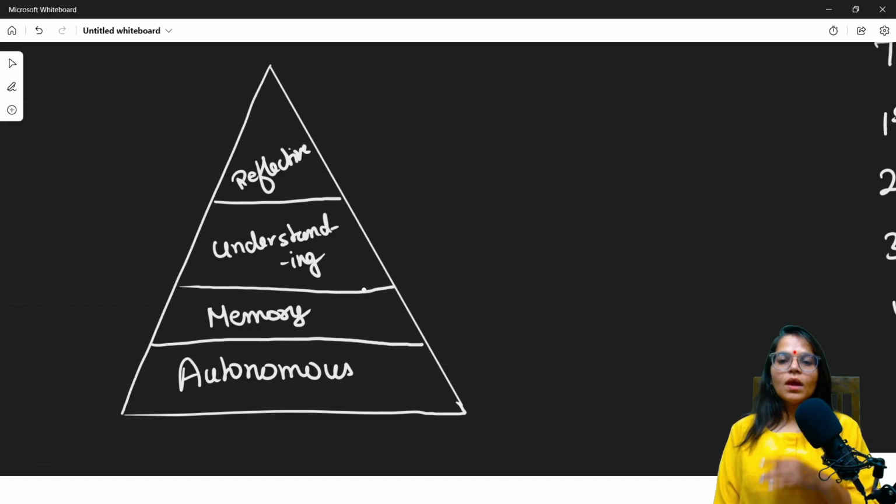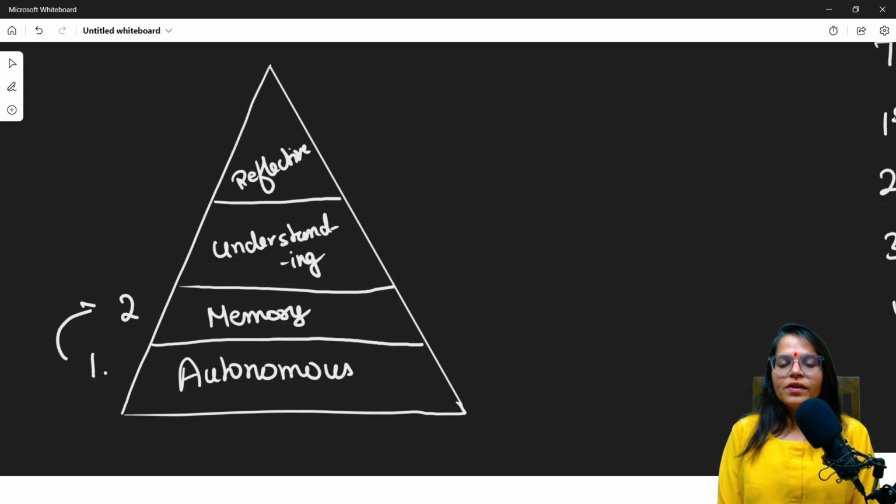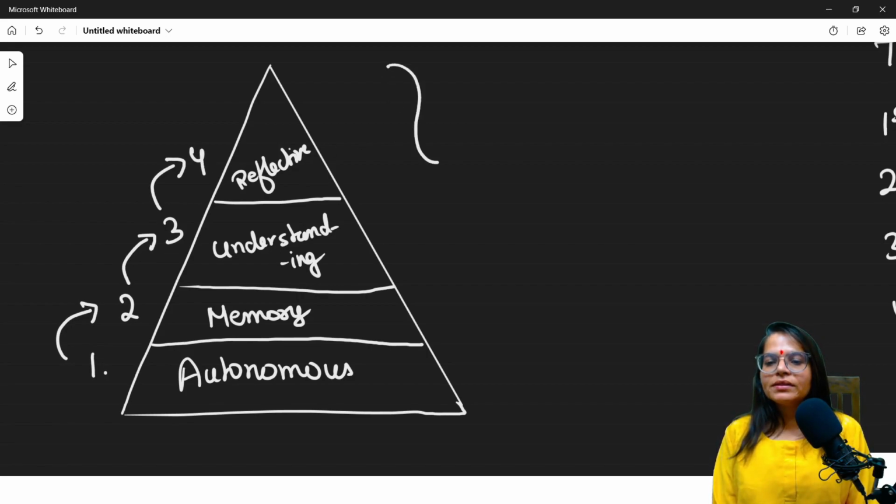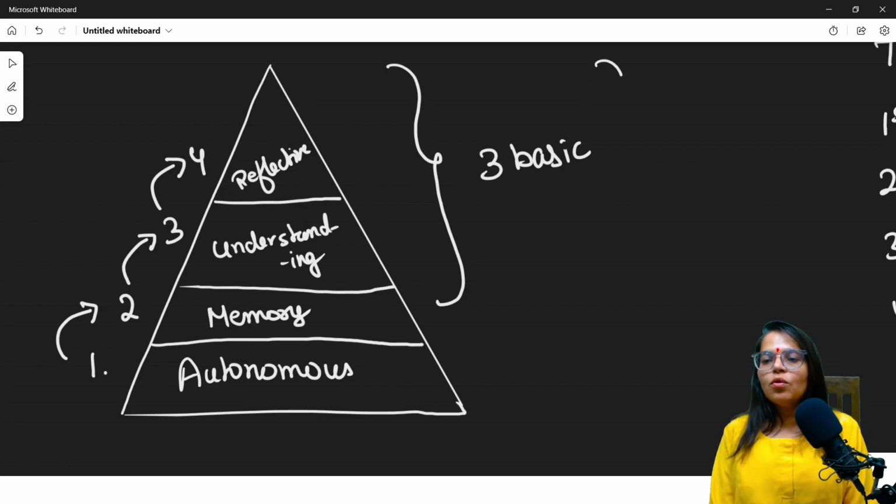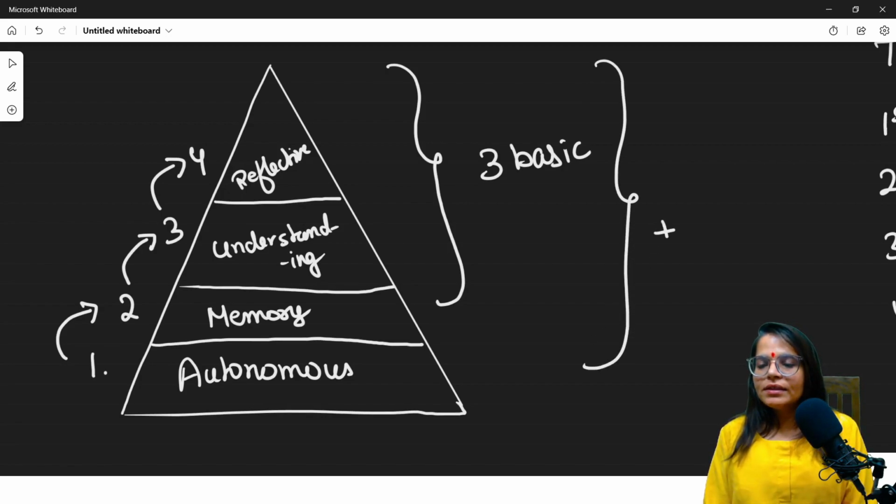Now, if you focus here, a student will go step by step. So this would be the first level. Then after the first level, we'll be trying to achieve the second level. After achieving the second level, we'll move forward with the third one and then the fourth one. If I talk about the basic levels, the original levels, then these three are the basic levels. Then one more was added. This is the one added level in levels of teaching.